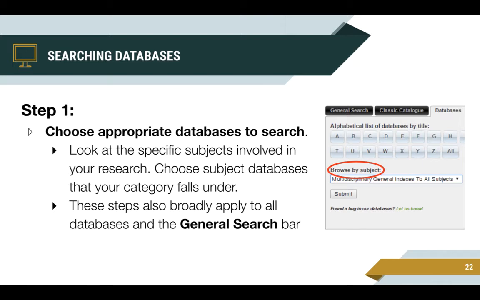All right, a little bit about searching databases. So the first step is choosing the appropriate database to search. What I recommend is looking to the subject-specific databases in the Browse by Subject area, and you can choose the subject database that your research category falls under. These steps that I'm outlining here in terms of searching databases also broadly apply to all databases as well as the general search. So keep that in mind as well.